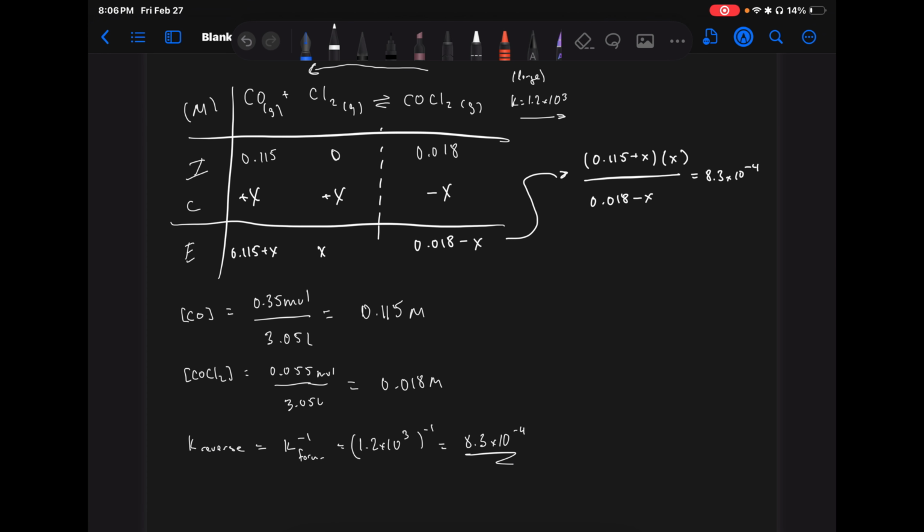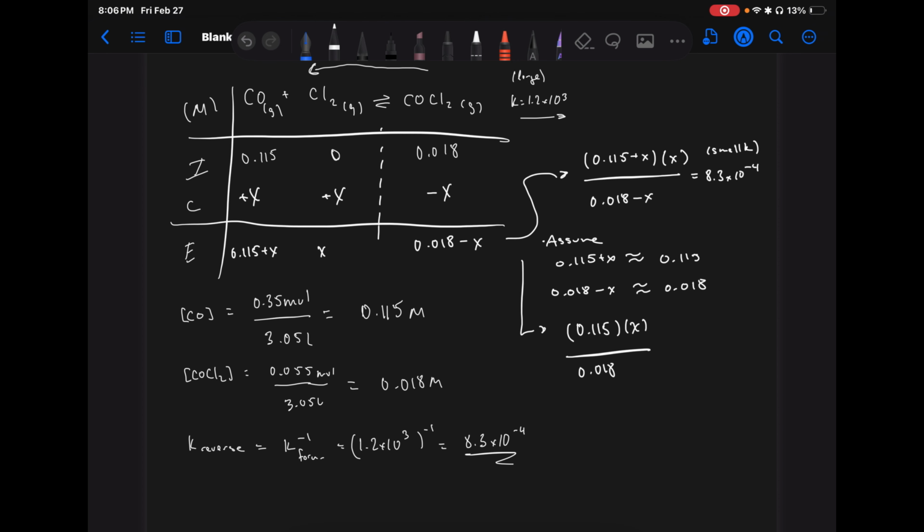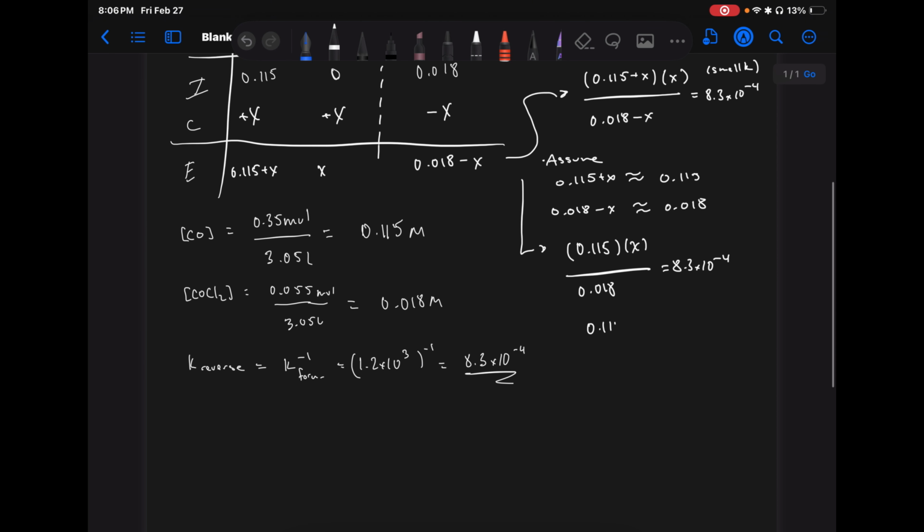Now this is a small K, right? So therefore we can make the assumption that 0.115 plus x is just equal to 0.115, and 0.018 minus x is just 0.018. So if we write that down here, we get 0.115 multiplied by x over 0.018, and that will be equal to 8.3 times 10 to the negative 4. So 0.115x is going to be equal to, what would it be?